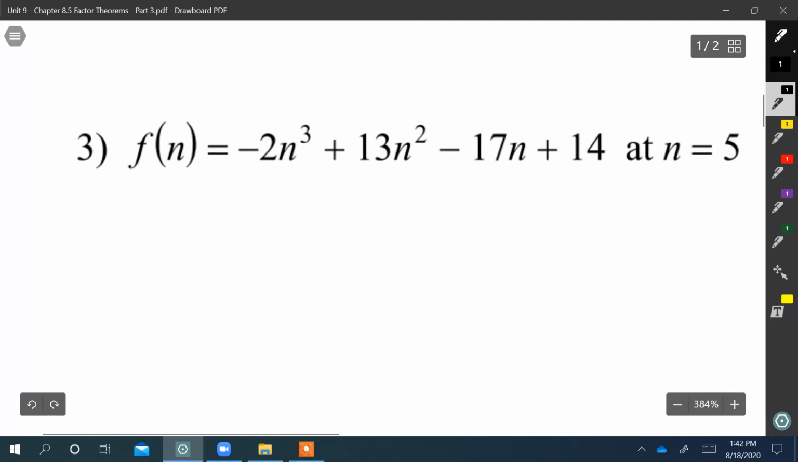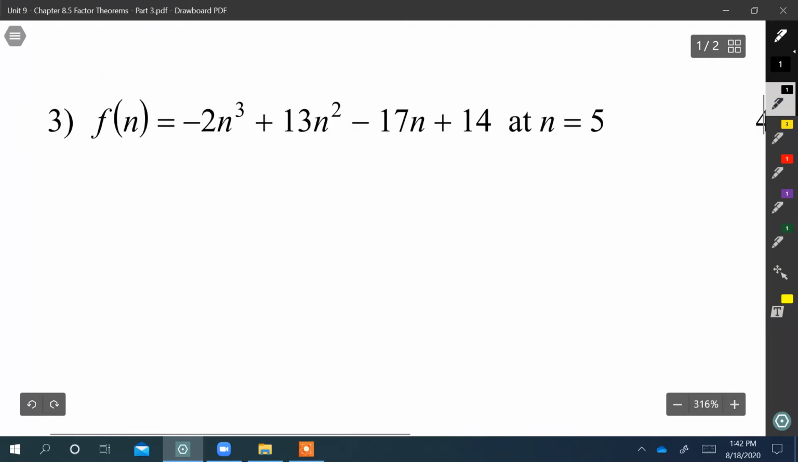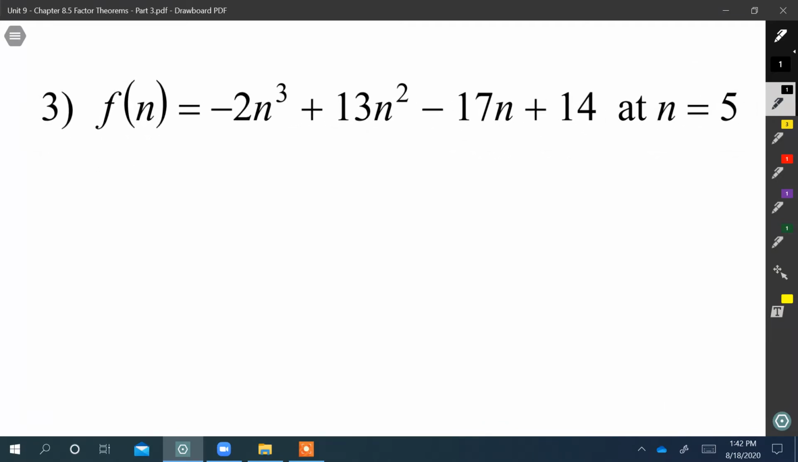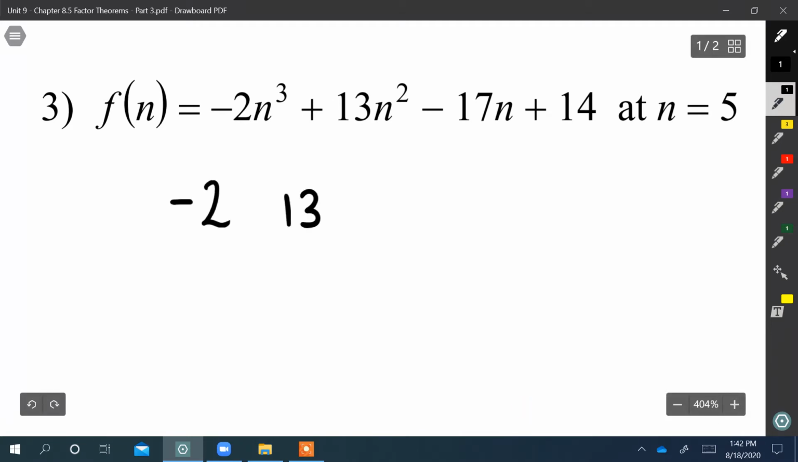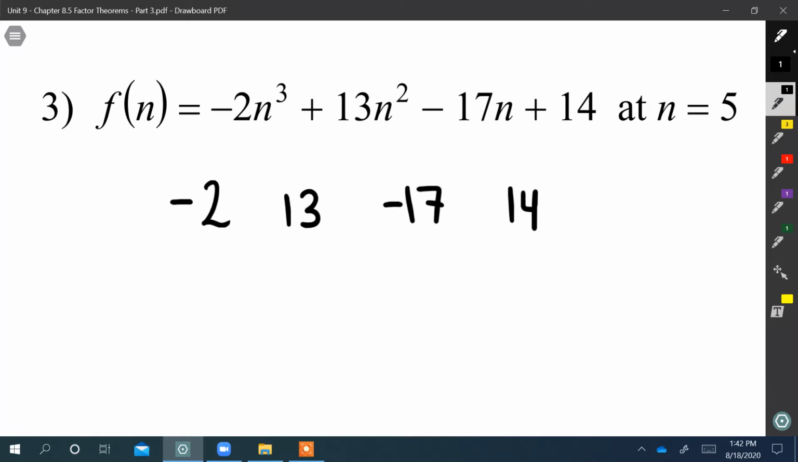All right, let's do number 3. I'm going to do this one for you as well. I'm going to list all the coefficients: -2, 13, -17, and 14. We aren't actually missing any of those; all the powers are there. And then in here I'm going to put the 5.